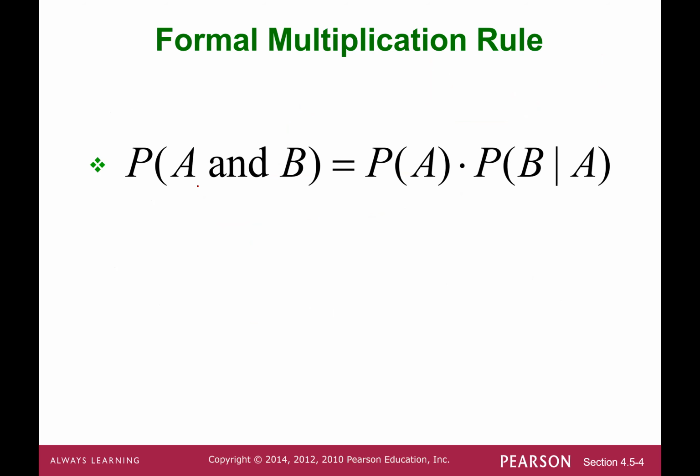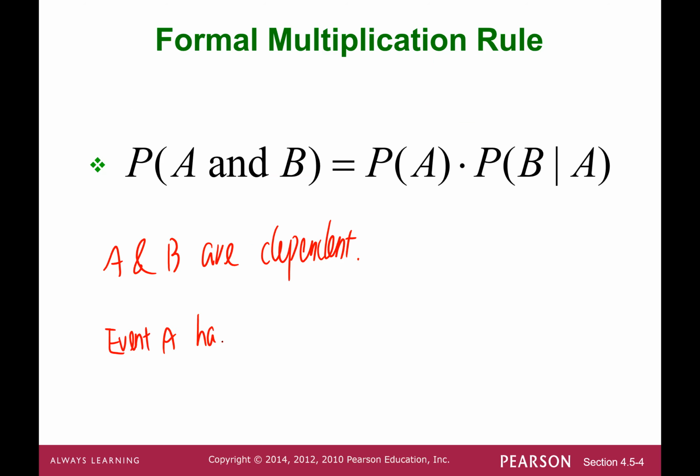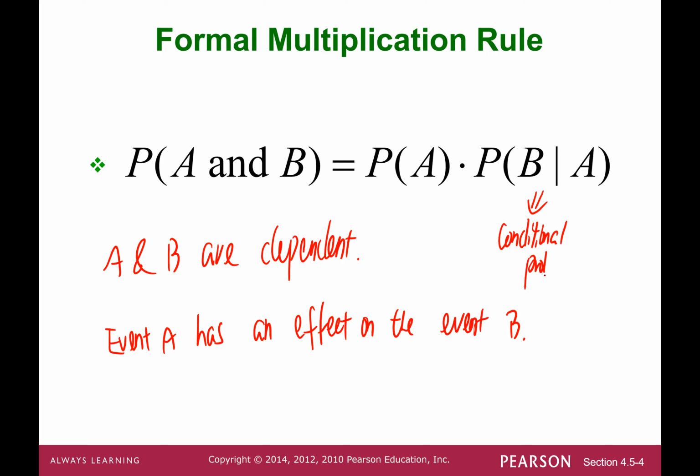Now think about this. The probability of A and B occurring at the same time equals the probability of A, assuming A and B are dependent. Meaning, if we know event A occurs, then event A has an effect on event B. That's why the second you multiply by the probability of event B, given that event A occurs. Right, so that's why it's conditional, and that's why it's called conditional probability here. Because event B depends on event A.